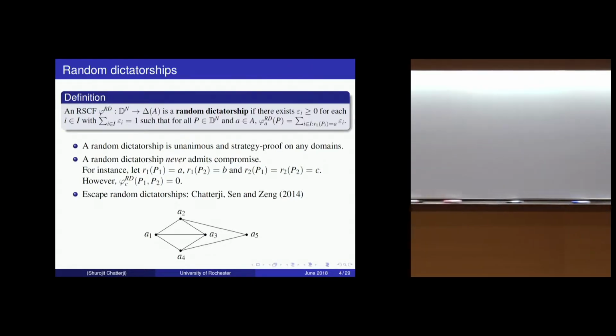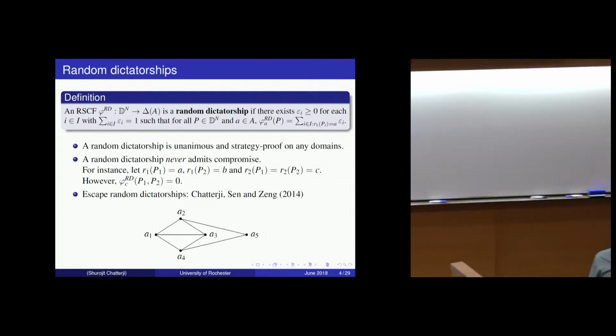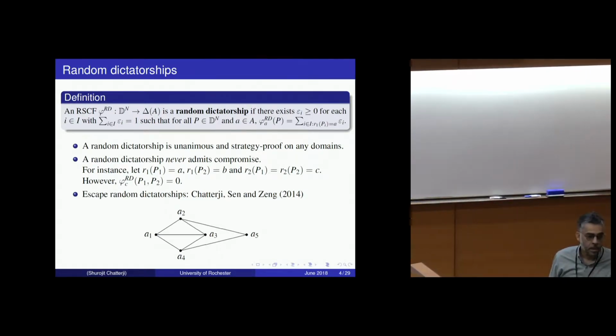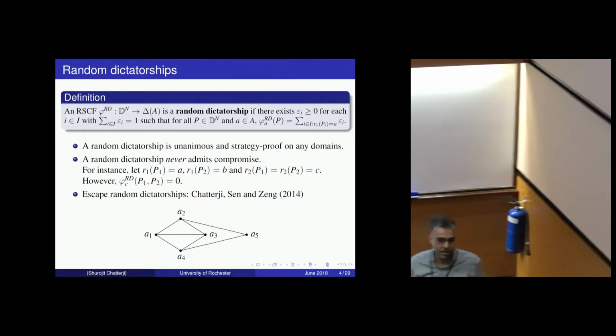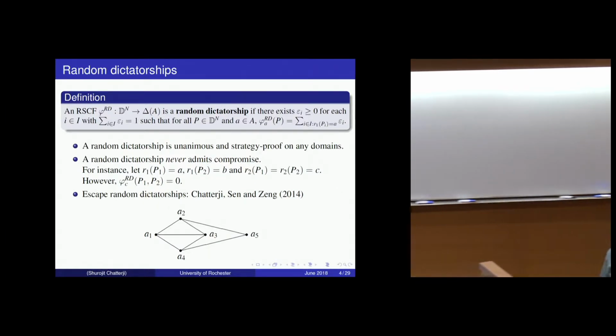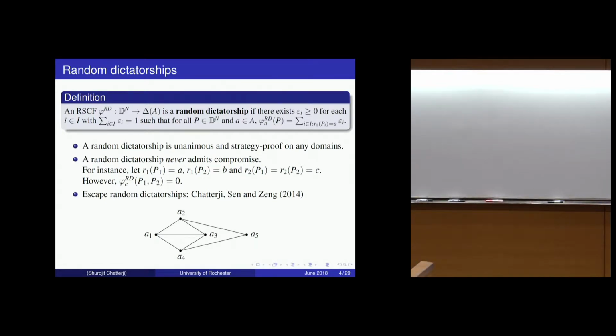In such a setup, one may argue that it makes sense to be able to give some positive probability to the alternative C. It's a compromise alternative here. But random dictatorships forbid us from doing that. The only alternatives that can get positive probability are those that show up as somebody's peak. So this lack of flexibility of random dictatorships is what we criticize. And we say that it's an unsatisfactory scheme.